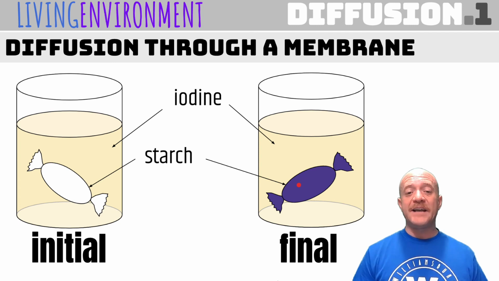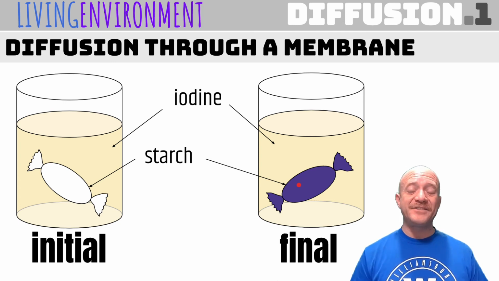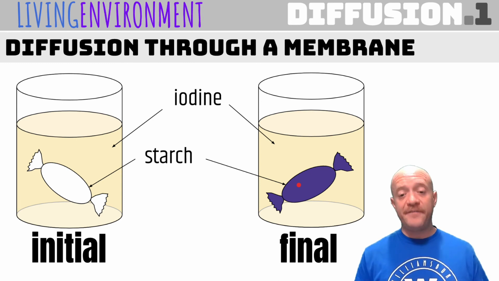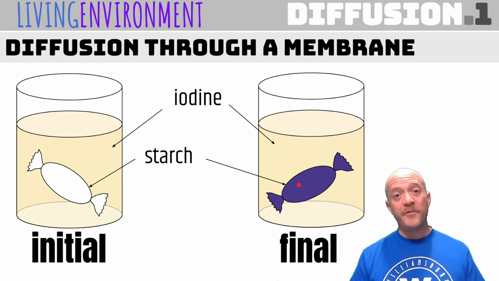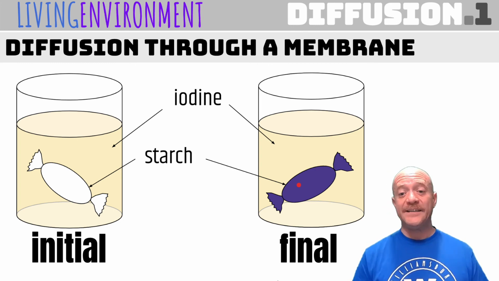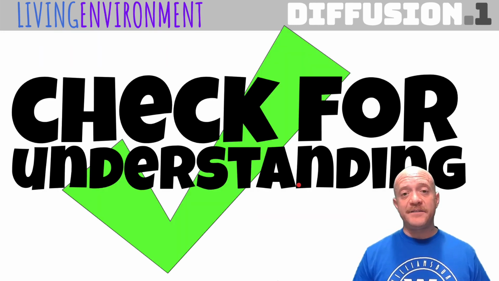So the iodine was actually small enough to go into this membrane, but the starch was too large to leave the membrane. This was one of the big takeaways from this lab. And you will be asked questions on the Regents, especially in Part D. So what I would like you to do right now is complete this check for understanding.